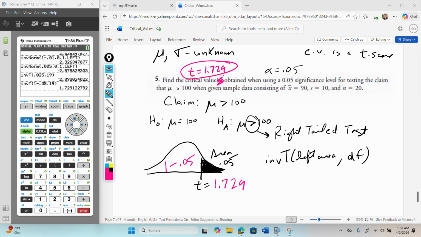So I hope these 5 examples have helped you to have a better understanding of how you decide if you're going to have 2 critical values or 1, and then which calculator commands you use with it. Okay. All right, so I'm going to stop the video now.